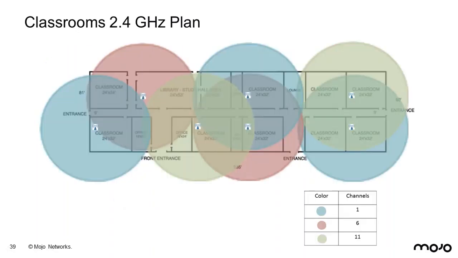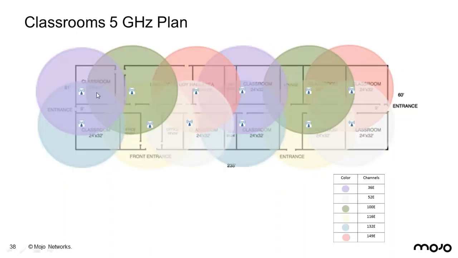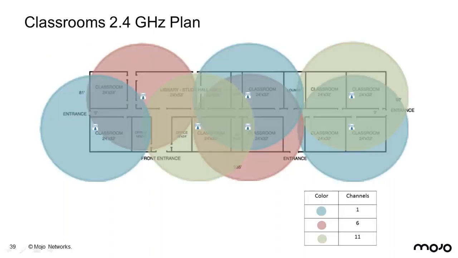All right, and let me go to the 2.4 gigahertz plan. Now, here we only have 3 channels to work with. I drew the circles bigger because the signal is going to propagate further, even if they were at the same power level. And you'll notice that if we go back and count the number of APs, 1, 2, 3, 4, 5, 6, 7, 8, 9, 10, 11, 12 APs.